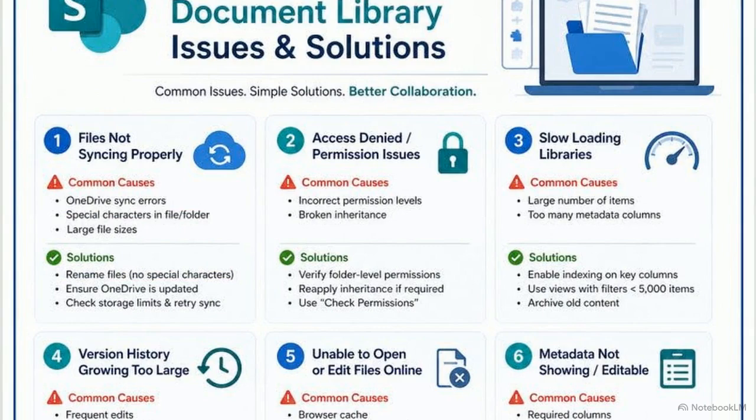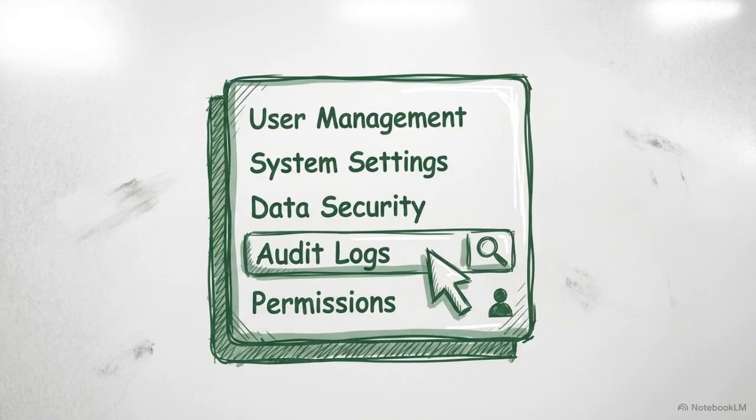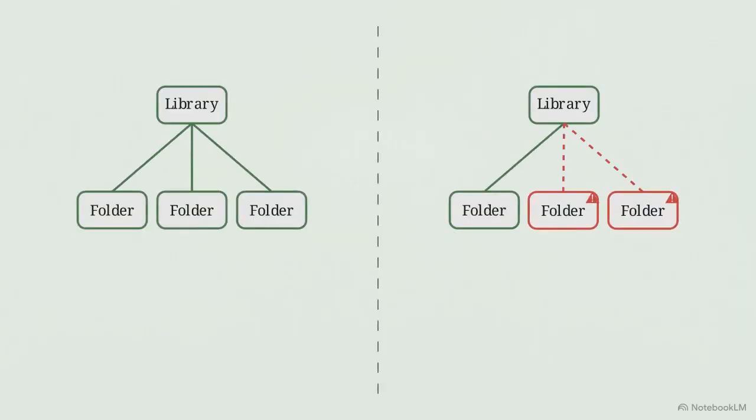Next, we move to Panel 2, addressing users who face sudden access denied errors despite being part of the team. To verify a specific user's access level, navigate to Library Settings and click the Check Permissions tool. This confirms exactly what they can and cannot see. Often, the problem stems from broken inheritance.